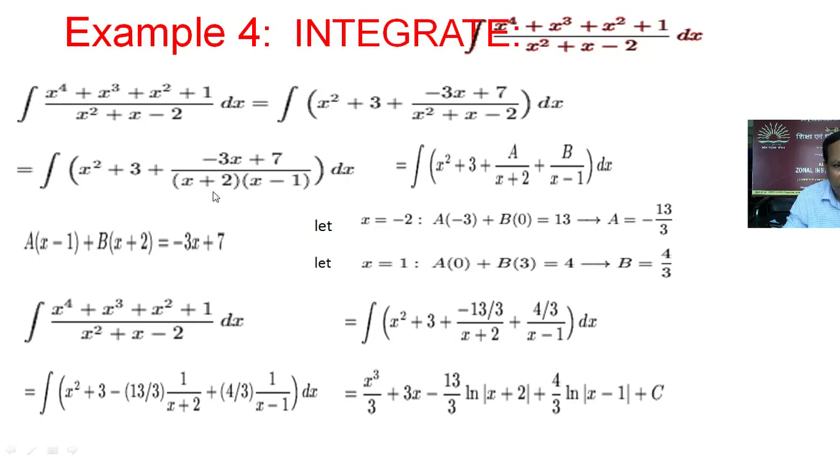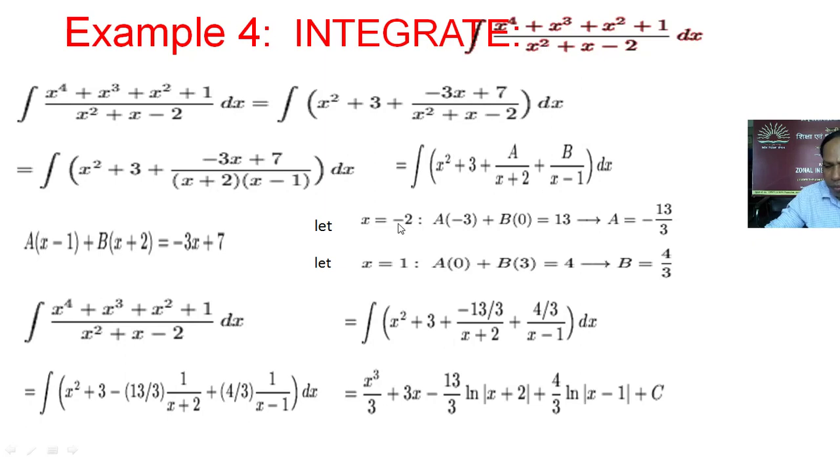We will be getting x plus 2 into x minus 1. So it is the product of two linear factors. So we write a by x plus 2 plus b by x minus 1, because it is the product of two linear factors, and this x square plus 3 remains as it is.